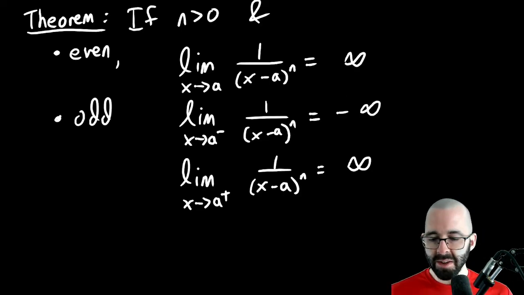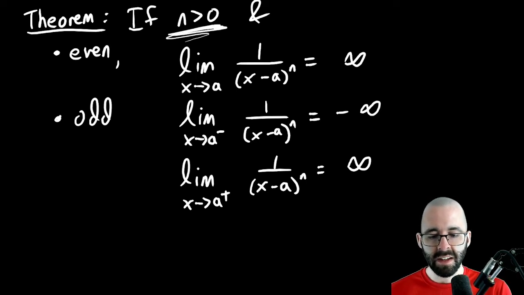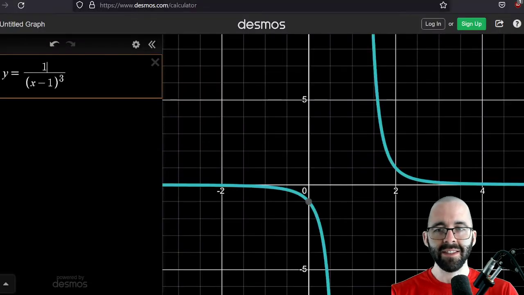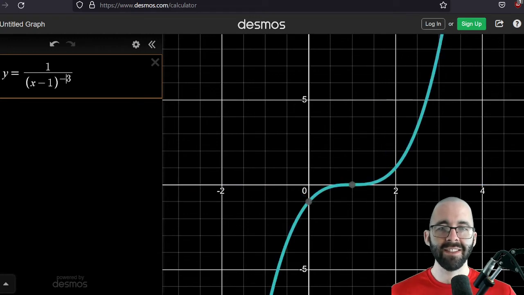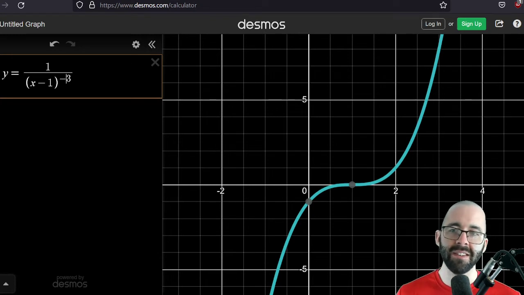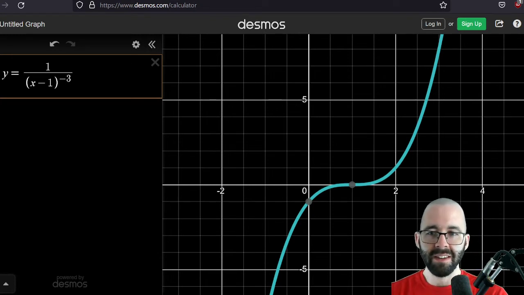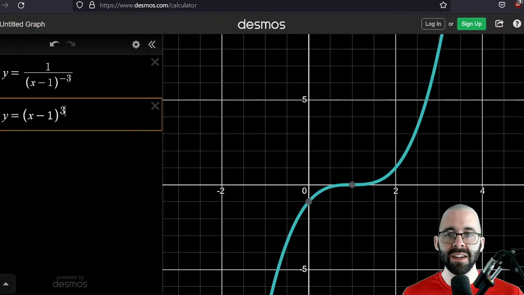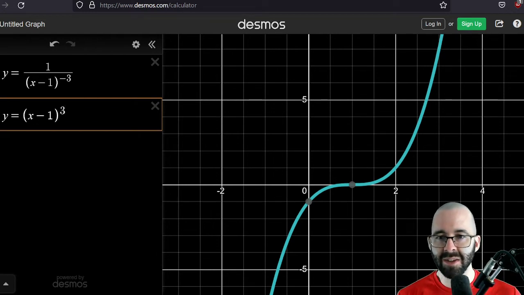As a side note, we also had this assumption. If n is positive, well, what happens if n is negative? If n is negative, it's not a rational function anymore. Well, technically it is. It's a polynomial, right? Negative exponents flip it. So this is the exact same thing as just x minus 1 to the positive 3. This cubic function, these are the same functions. That's why we have the assumption that n is positive, because if n is negative, then we're really not dealing with this asymptote situation at all.